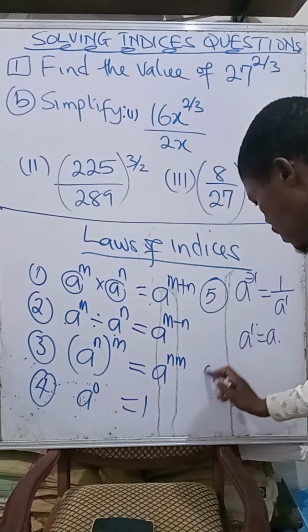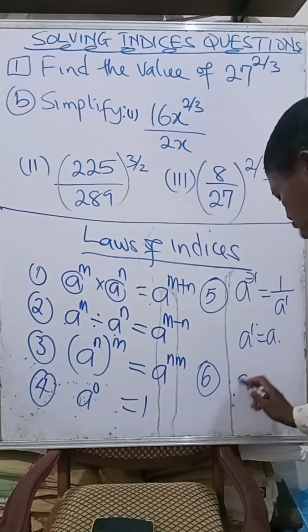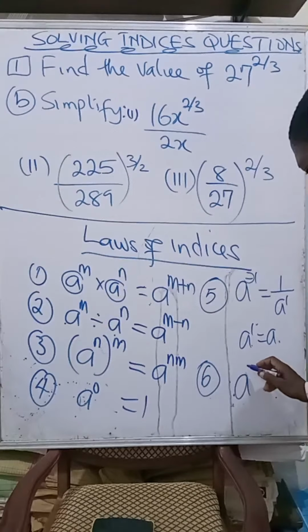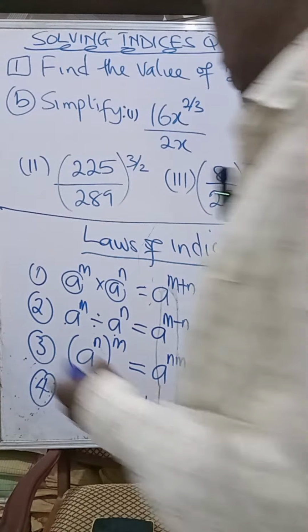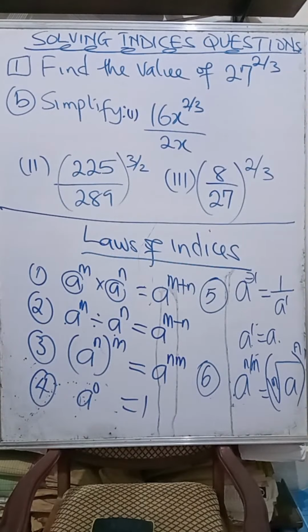Let's see another one. When you have a fractional power, a to power n over m, this will be equal to a root. The base will be inside the root. The denominator of your exponent will be the root, and then the numerator of your exponent will be the power of everything. So we're going to apply all this. So that's 6. Let's add more.